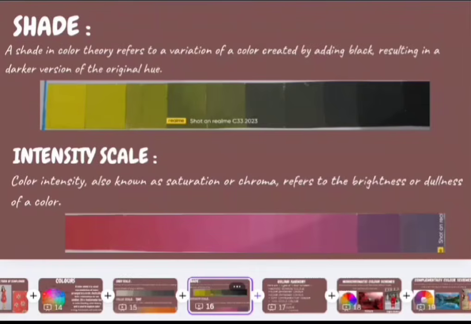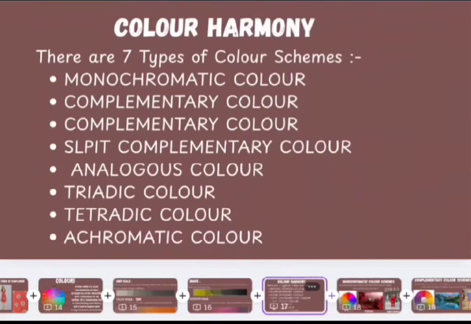Intensity scale. Color intensity, also known as saturation or chroma, refers to the brightness or dullness of a color. Now, here is color harmony. There are 7 types of color schemes: monochromatic color, complementary color, split complementary color, analogous color, triadic color, tetradic color, and achromatic color.